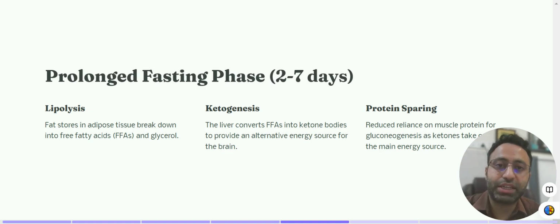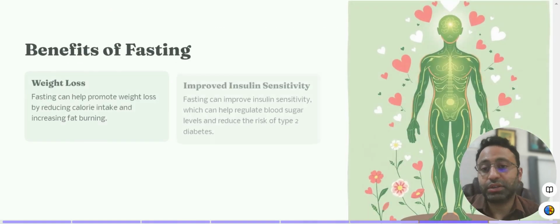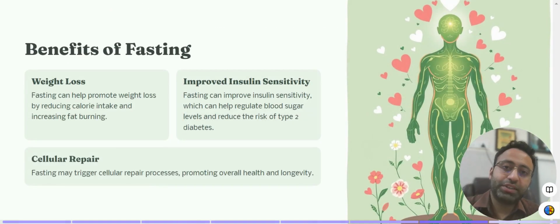Coming to the starvation phase, if you're fasting for weeks, then two things will occur. One is metabolic adaptation, second is protein catabolism. In metabolic adaptation, your body will minimize the energy expenditure and fat becomes the predominant energy source, whereas in protein catabolism, in extreme starvation, essential proteins are broken down, leading to organ dysfunction and ultimately leading to death if no nutritional intervention has occurred. So, what are the benefits of fasting?